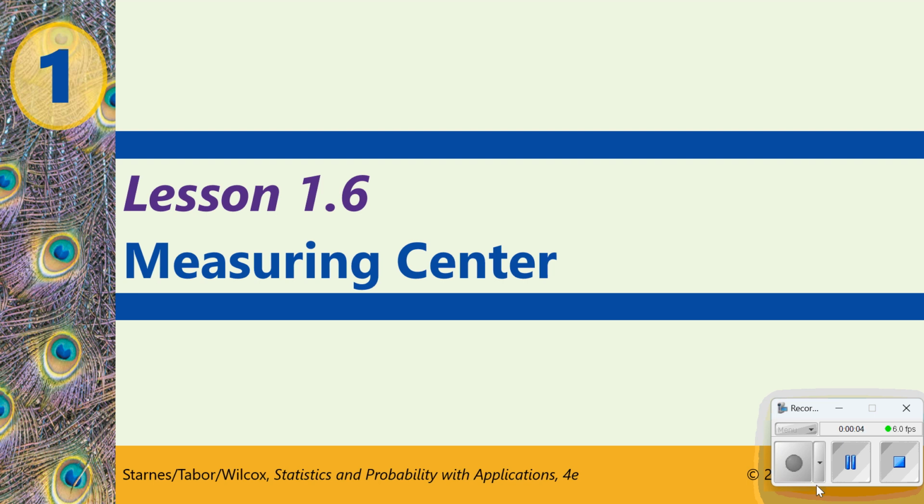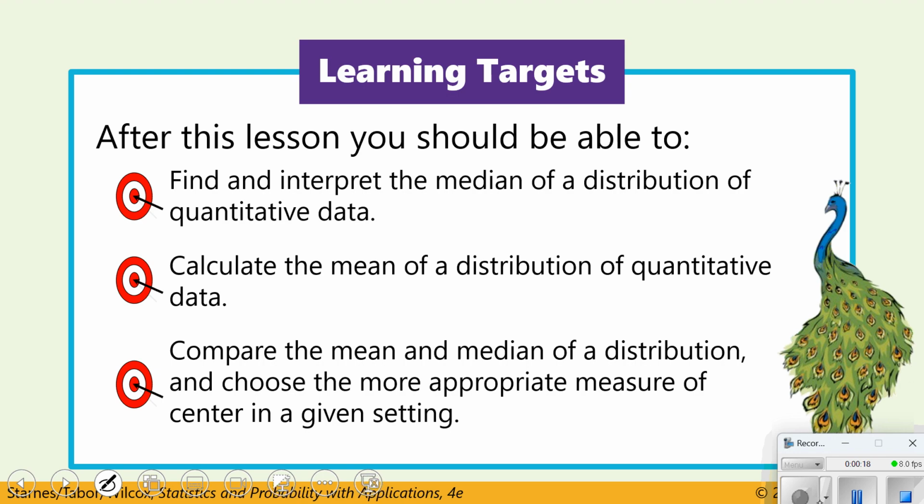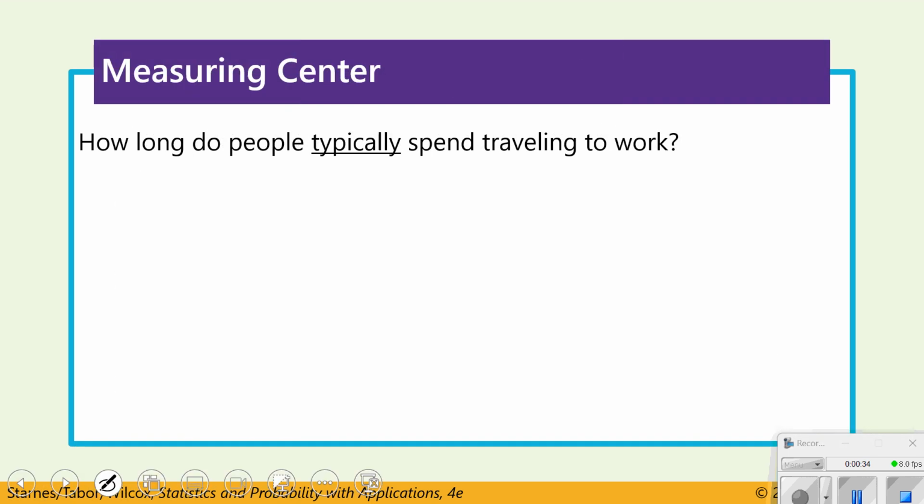Okay, in this section, we're going to talk about measuring centers again. We've talked a little bit about this already, but we're going to bring in a couple of extra ones here. So here are our learning targets. We're going to find and interpret the median of the distribution, which we've already kind of been doing. We're going to calculate the mean, which you may have done previously, but we're going to talk about it a little bit, and then we're going to compare those and figure out which one is going to be more beneficial to us.